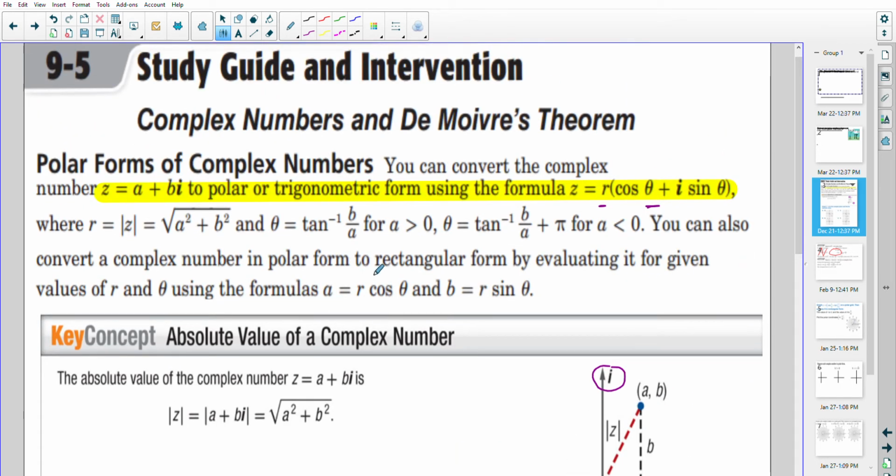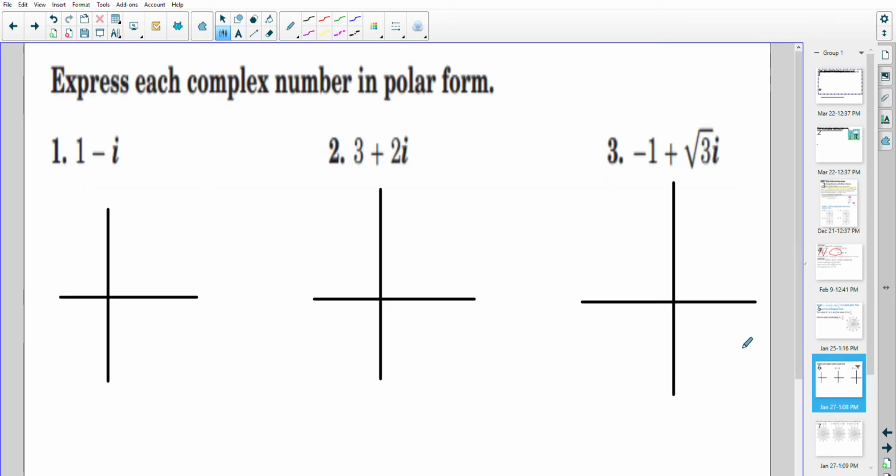Also, note that the polar form of a complex number is z equals r times parentheses cosine theta plus i sine theta. This is the form that you're going to be using for the polar form of a complex number. That you have to know, very important as we go through. Let's take a look at a couple examples.